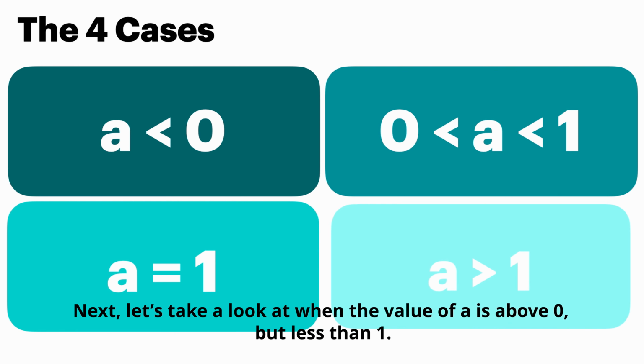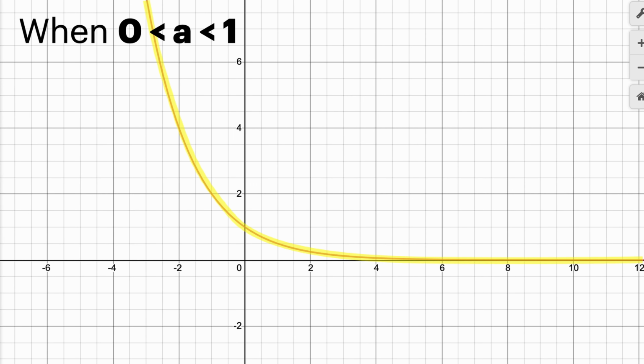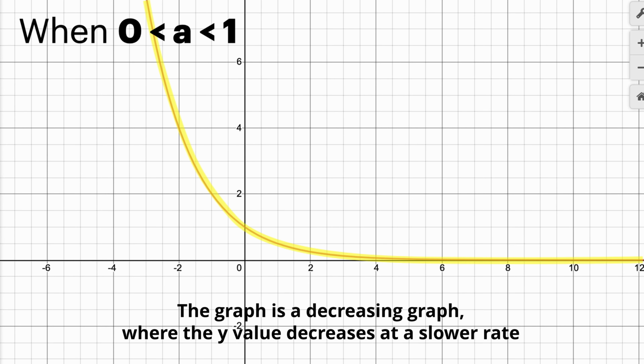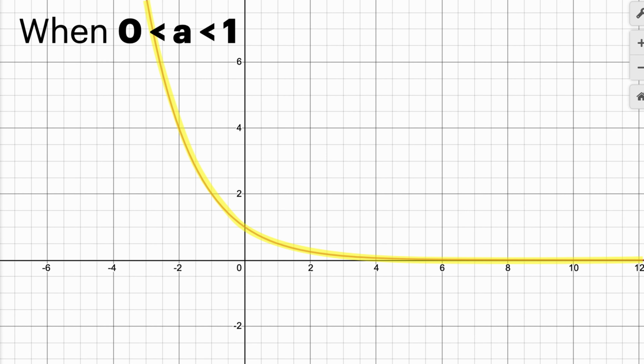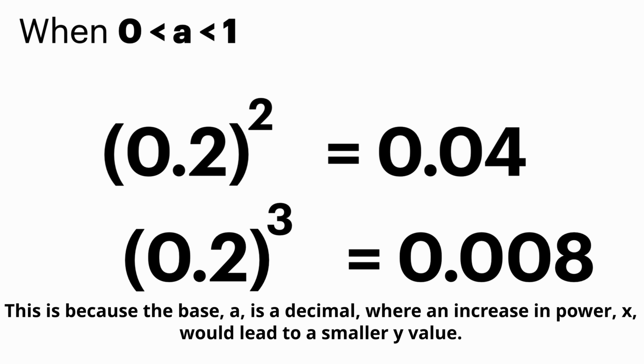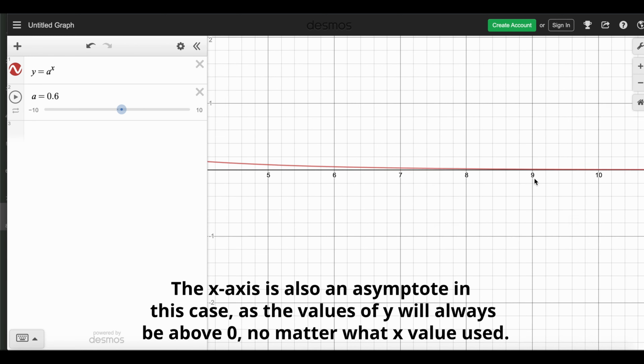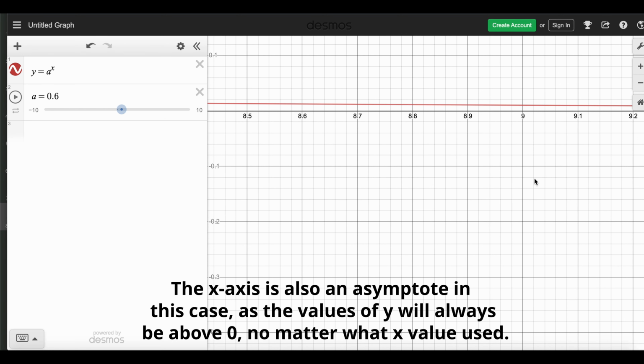Next, let's take a look at when the value of a is above 0 but less than 1. The graph is a decreasing graph, where the y value decreases at a slower rate as the x value increases and cuts through the y-axis at a singular point. This is because the base, a, is a decimal, where an increase in power, x, would lead to a smaller y value. The x-axis is also an asymptote in this case, as the values of y will always be above 0, no matter what x value is used.